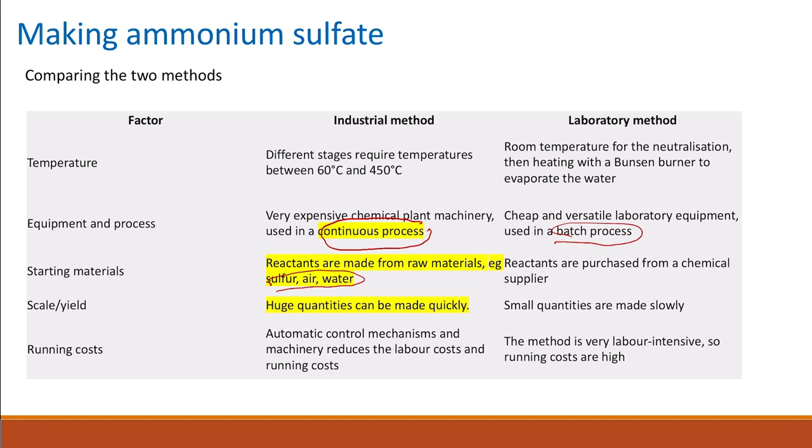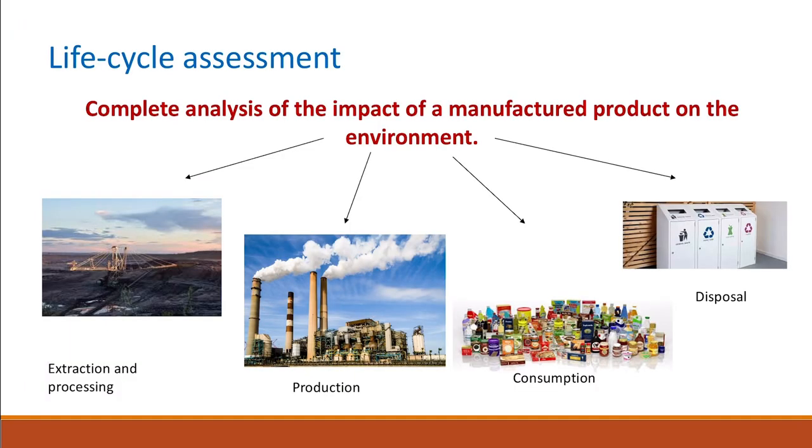The scale and yield: the industrial process will produce huge quantities, which are made quite quickly, but in the laboratory methods, only small quantities are made, which is very slowly. Of course, the running cost: the industrial process has an automated control mechanism and it's a continuous process, but in the laboratory, it's very labor intensive and the running cost will be very high.